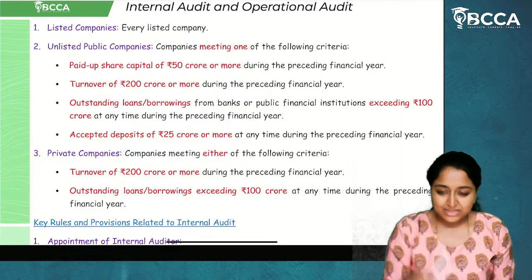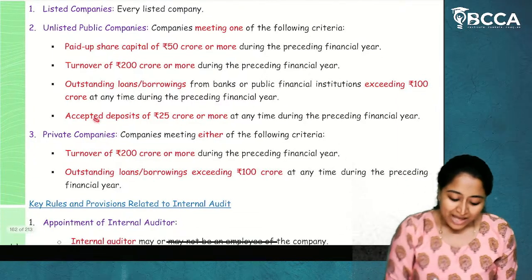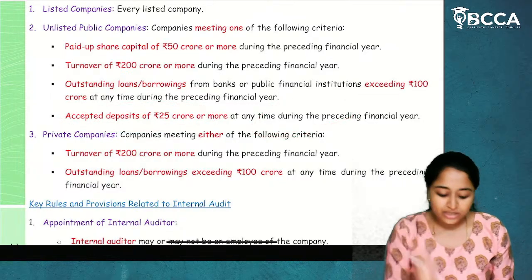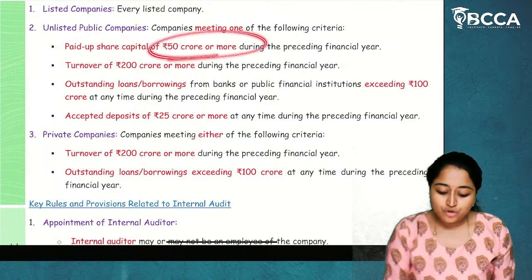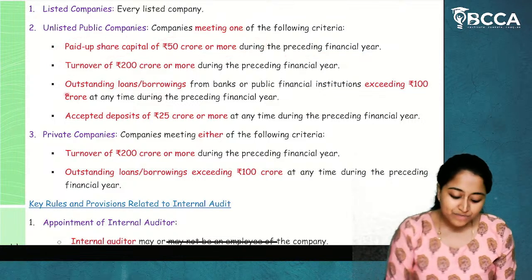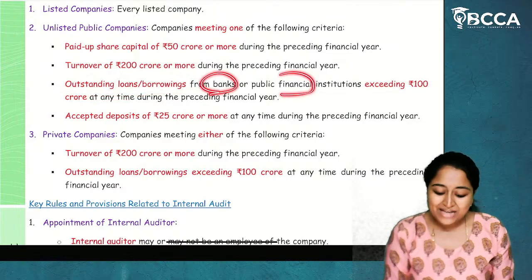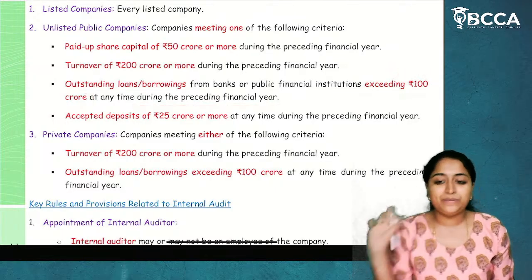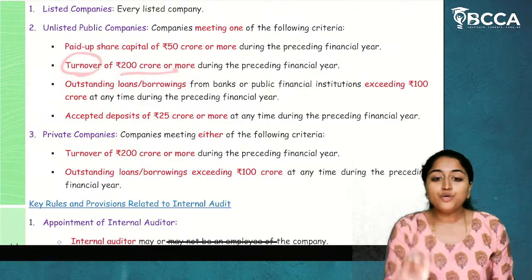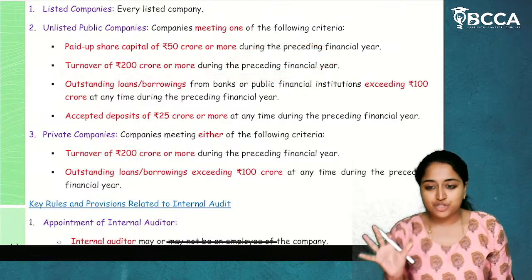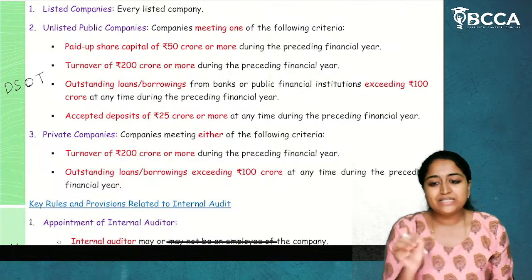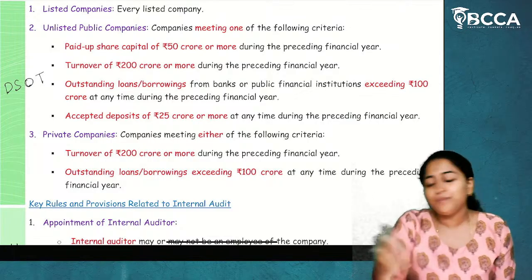Now, to remember this, I will tell you a chitka. Accepted deposits of 25 crores or more at any time during the preceding financial year. Paid up share capital of 50 crores or more during the preceding financial year. Outstanding loans and borrowings from banks or public financial institutions exceeding 100 crores at any time during the preceding financial year. Turnover of 200 crores or more during the preceding financial year. So what you can remember it as? Deposits, share capital, outstanding loans and turnover. DSOT. If you have any other acronym, you can use that.